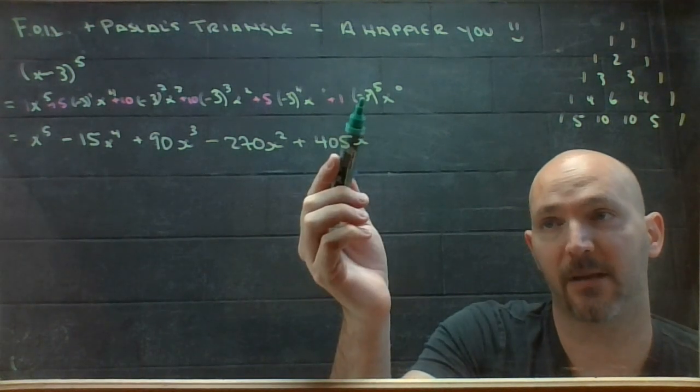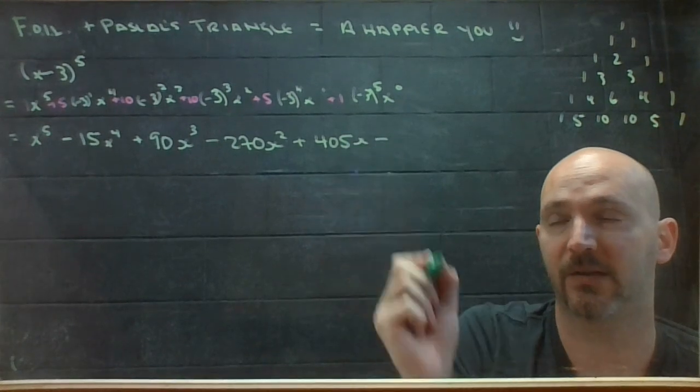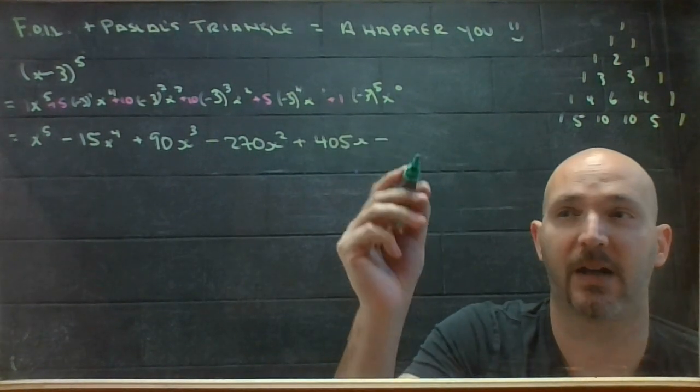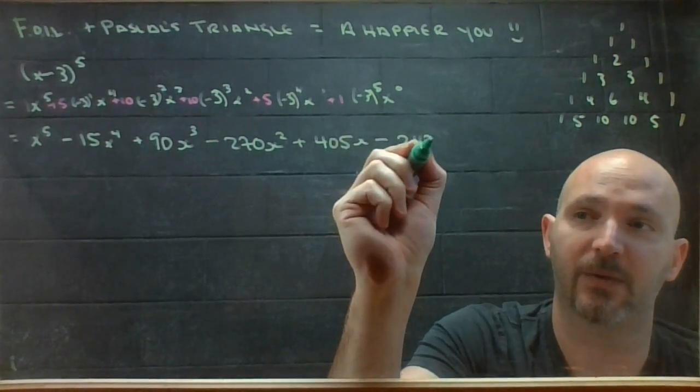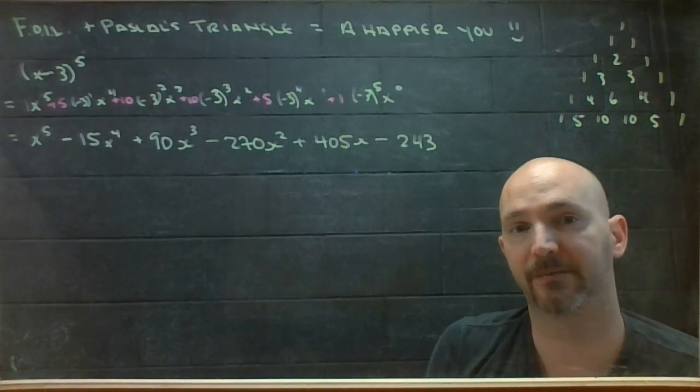A positive times 5 negatives in a row. Odd numbers of negatives give you a negative result. 3 to the power 5 is 243. So I'm done. No FOIL required.